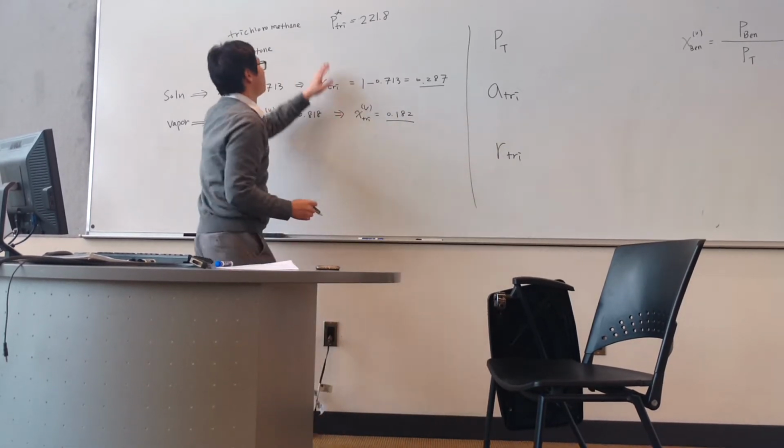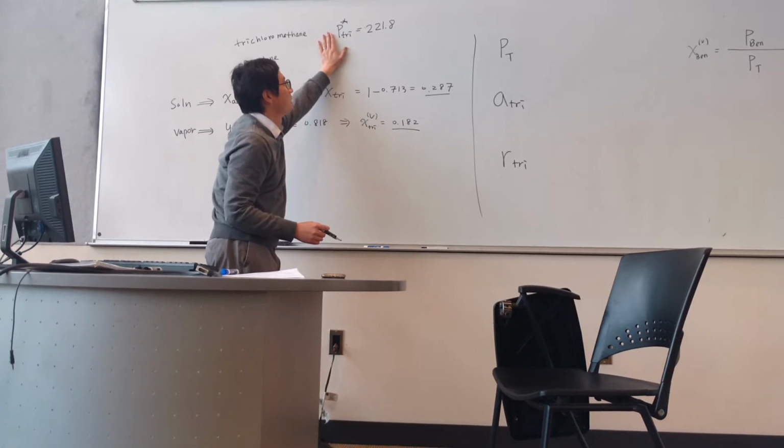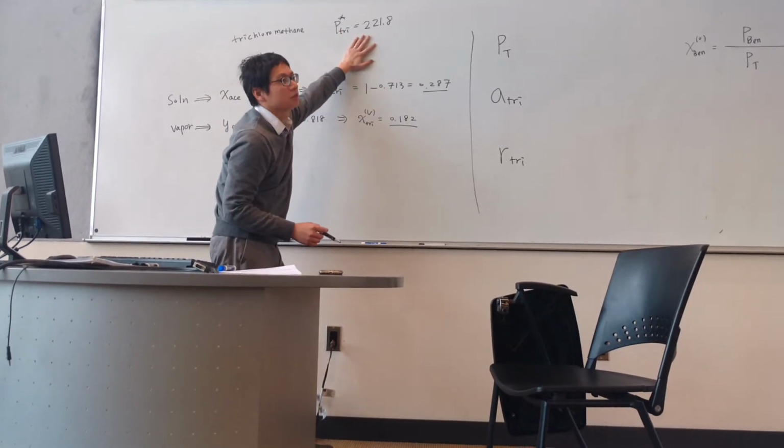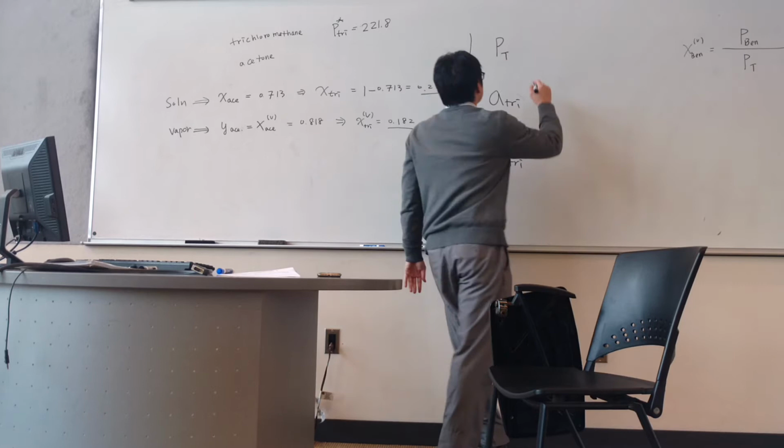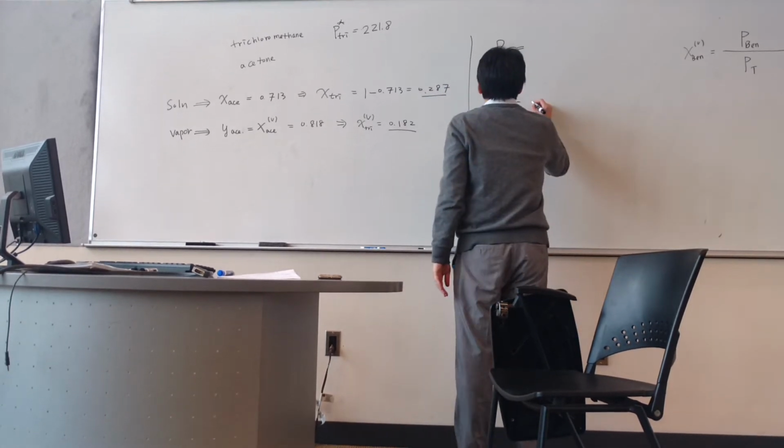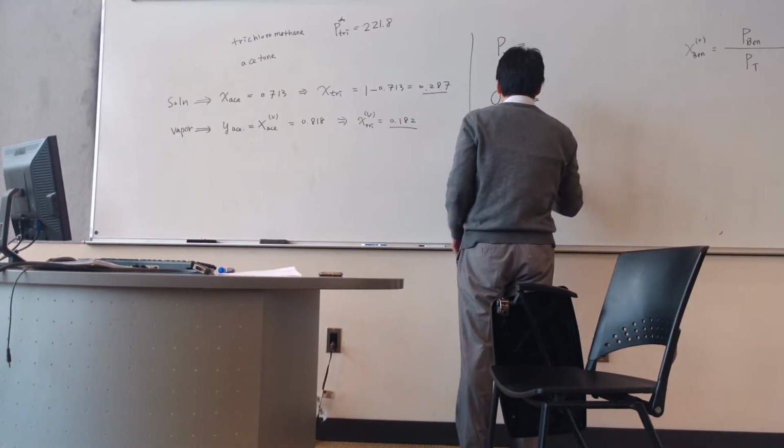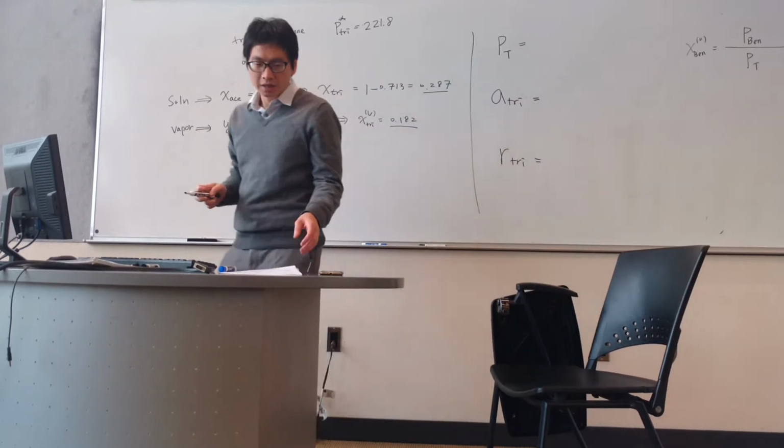Okay, you also know your P star for trichloromethane is this much. You want to know your P total. And you want to know your a and gamma for your trichloromethane. How do you do that?